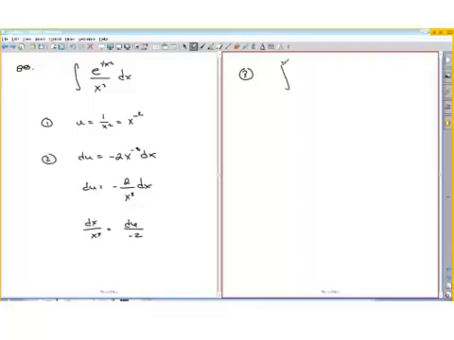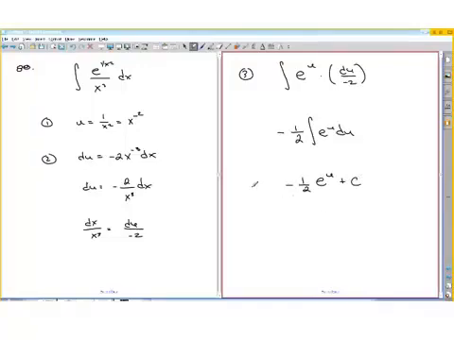So our original integral becomes e to the u, where u is 1 over x squared, times du divided by negative 2. And we can factor out the negative 2, which is in the denominator, so you get negative 1/2 the integral of e to the u du. So now we're where we need to be. We know the integral of e to the u du is just e to the u. So the integral is negative 1/2 e to the u plus c.